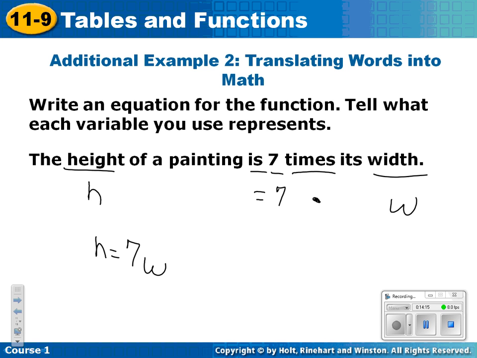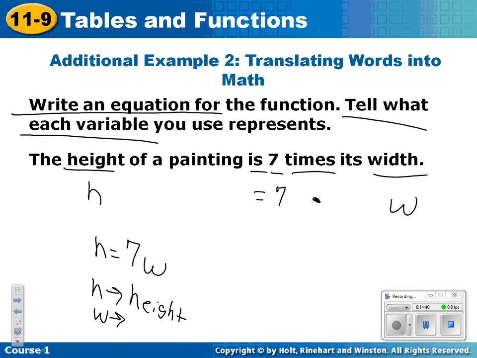Now, we did the first part of the problem. Write an equation for the function. There is another part of this problem. It says tell what each variable you use represents. So we have to do that. So now this is part of the answer. The other part of the answer is you have to say that H means height and W means width. You have to do that on your homework. You have to, because it says you must tell what each variable you use. And these are all variables.